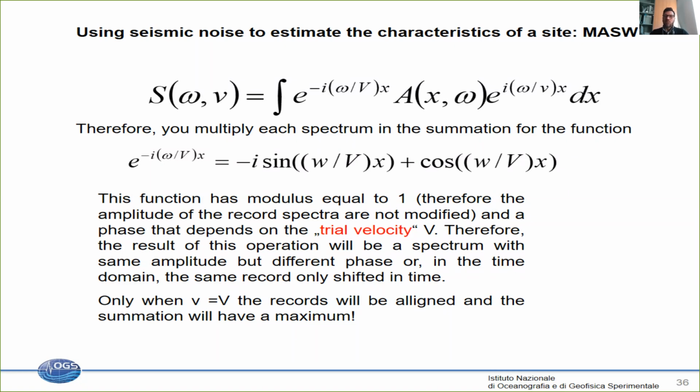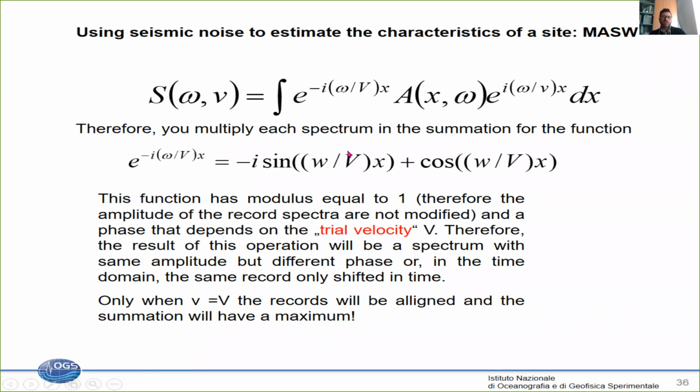As I said, when I multiply my spectrum by a term like this, I'm just multiplying two complex numbers. One describes the spectrum, and the other determines the phase shift. You see, this part does not modify the amplitude of the signal because it's just a sine plus cosine squared, so it has a modulus equal to 1. But it adds a phase difference equal to this term to my original signal.